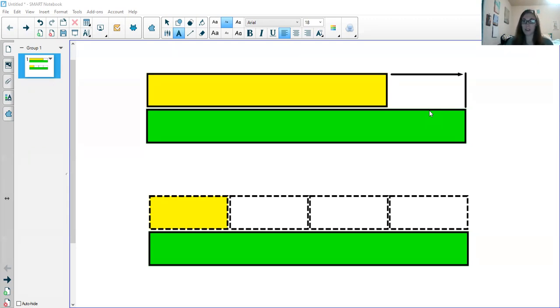And so when you put those together slowly, students will be able to understand that and the light bulb will go off for them to understand. So let's get started with our problem.